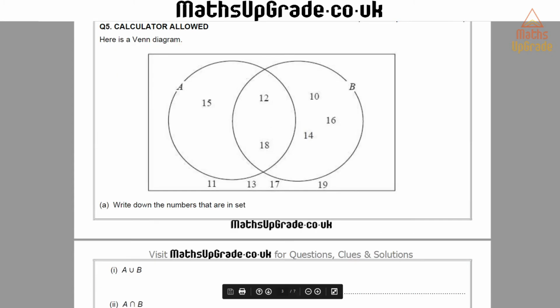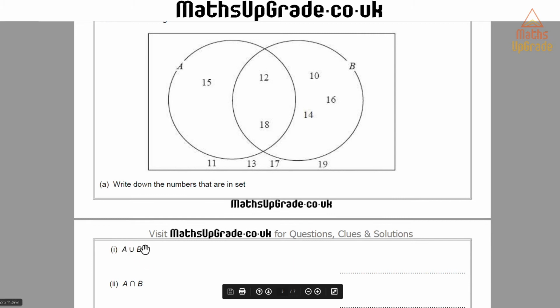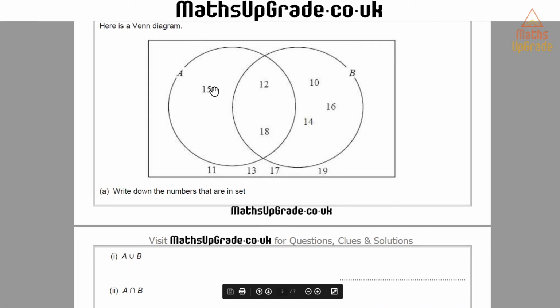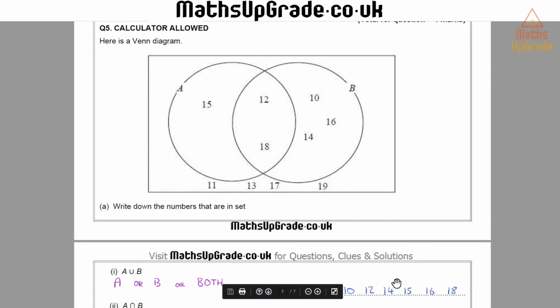In question 5, I'm given a Venn diagram that's already populated. I'm asked to write down the numbers that are in set A union B. So A union B here, this is the numbers that are in A or B or both. 15, 10, 16, 14, 12 and 18 are in A or B or both. So there's the answers for that one.